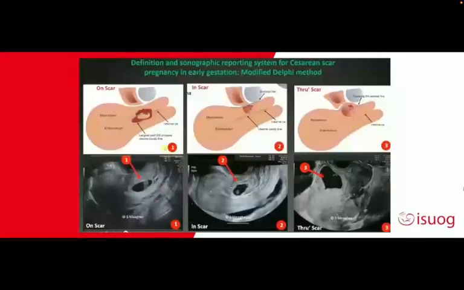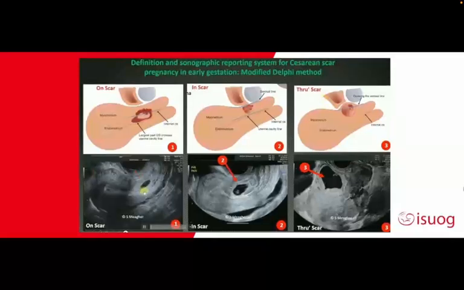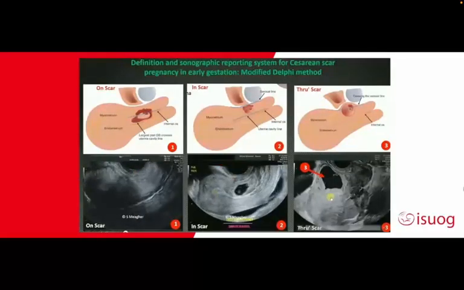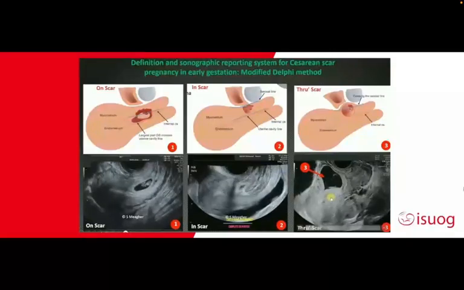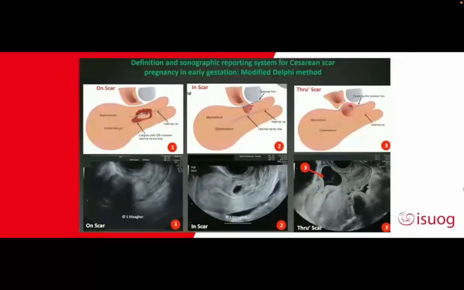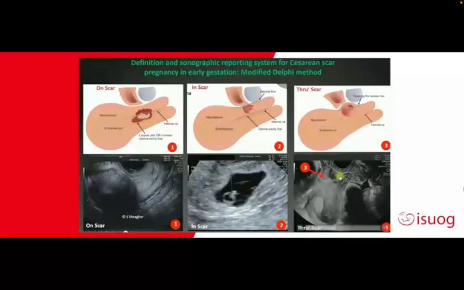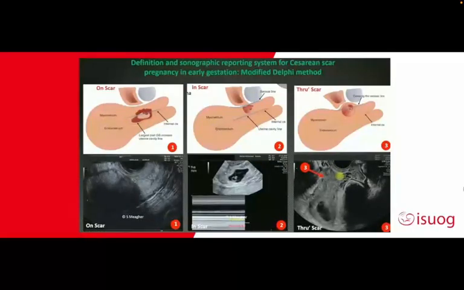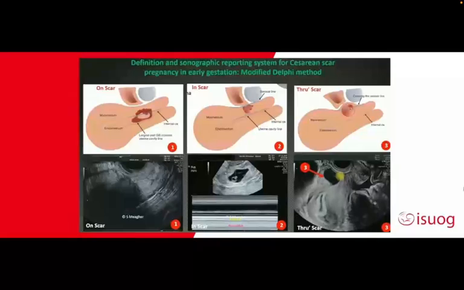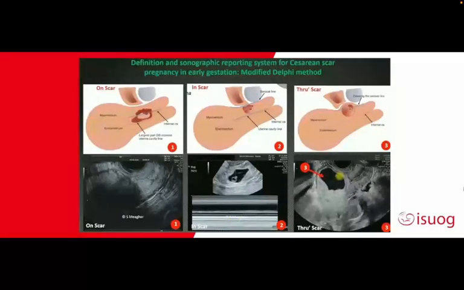If we look at the Escher classification, whether it's on the scar, in the scar, or through the scar, and matching sonographic examples in the three images or three cine loops are demonstrated below. Of course, the ones that you worry most about are those that bulge out towards the urinary bladder. The earlier they are, the easier they are to treat. The larger the gestation sac size is, the more bulge into the urinary bladder. The later in gestation, the harder they are to treat.